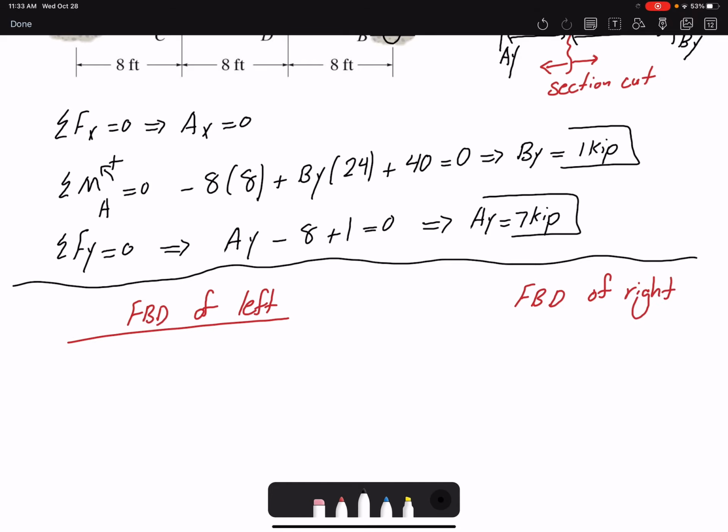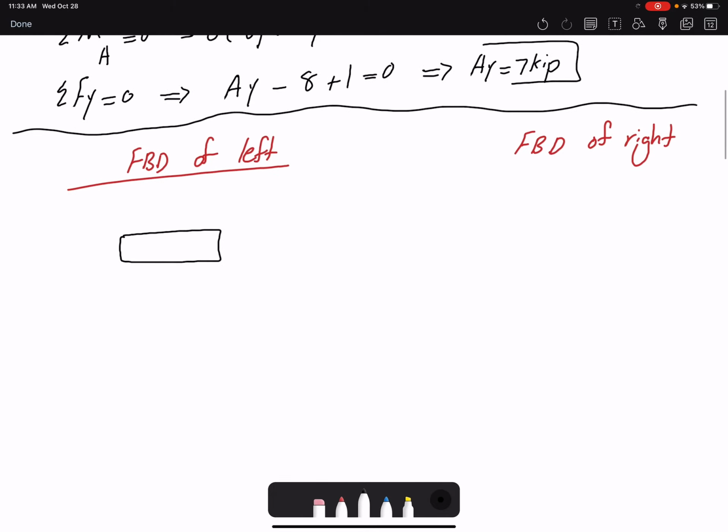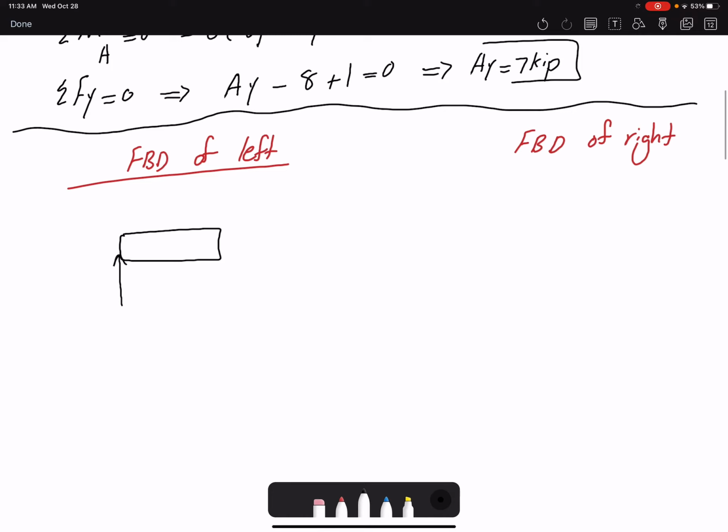So here, this is our beam. I already found AX and AY. AX was 0, AY was 7 kip. To point C, the distance is 8 feet. I have my 8 kip right here before the point C, and here at point C I have 3 internal loadings. 1 normal force, which I'm going to assume positive unless I find a negative value.